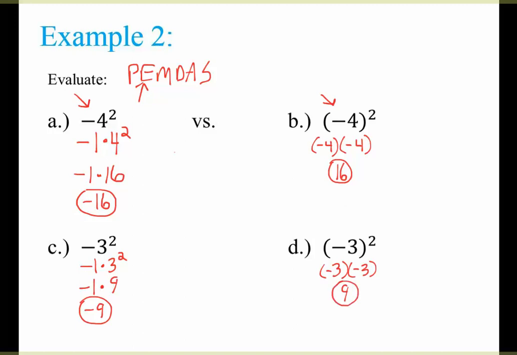So does that mean that your answer will always be positive when you have the parentheses? Not necessarily. It's going to depend on your exponent. If you have an even number exponent, like you're raising it to the second power, to the fourth power, to the sixth power, it's going to end up positive, assuming that we're dealing with a negative here. If you have an odd number exponent, your answer could end up negative.